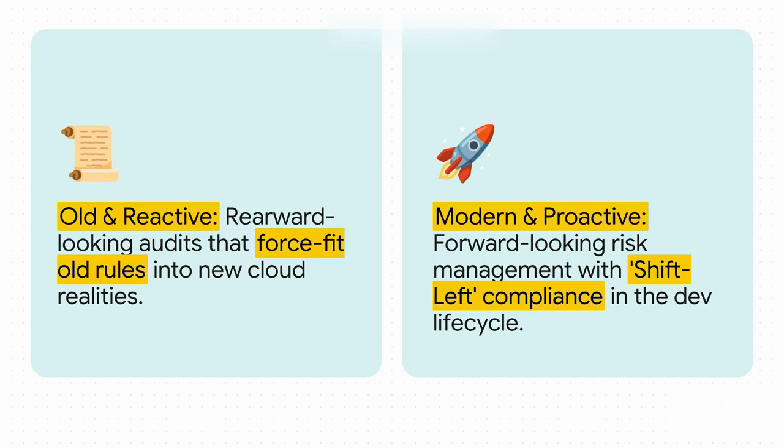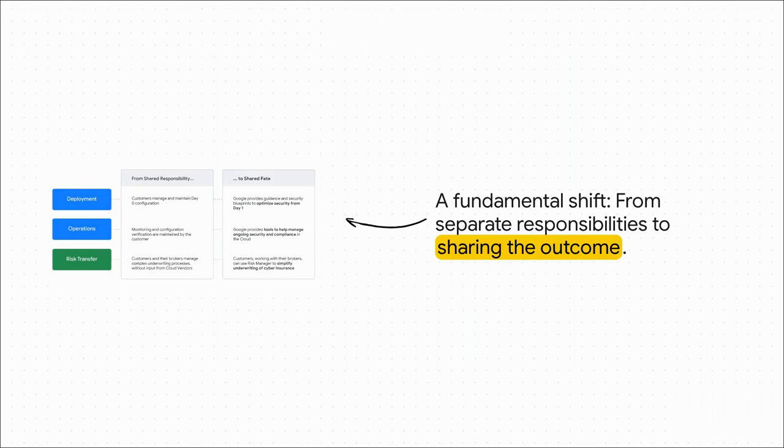The modern way, though, is proactive. It's about looking forward, managing risk, and building compliance right into your development process from day one. A really key part of this whole mindset shift is moving away from what we used to call a shared responsibility model, where the cloud provider's job just kind of stops at a certain point, and moving toward what's now known as a shared fate model.